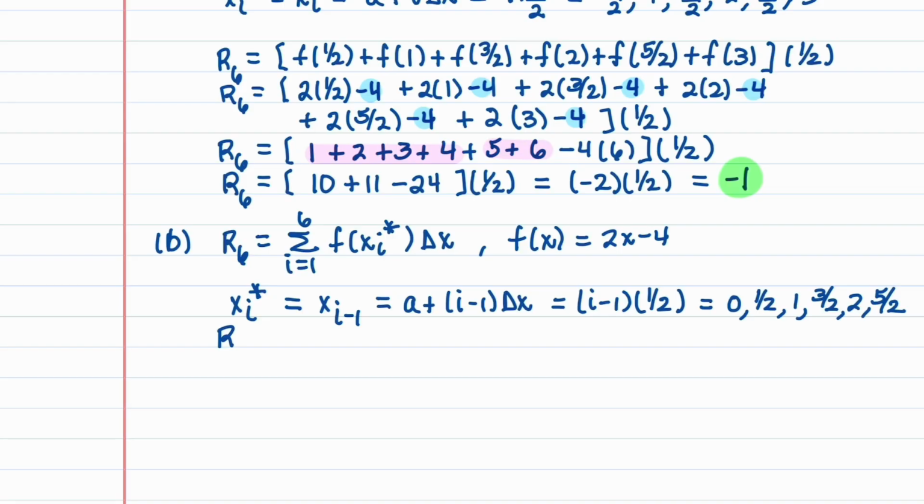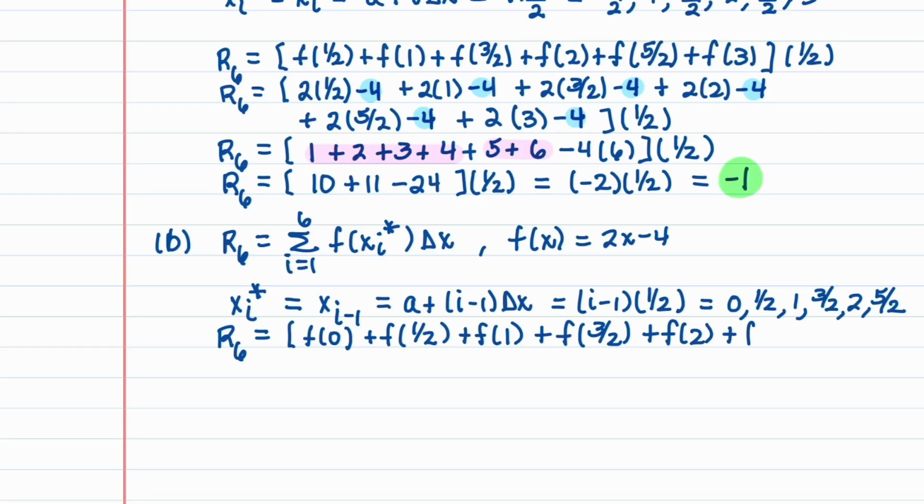Now let's write down what R6 is. It is going to be f at 0 plus f at 1/2 plus f at 1 plus f at 3/2. And then we have f at 2. And then lastly, we have f at 5/2. And all of this is multiplied by 1/2.